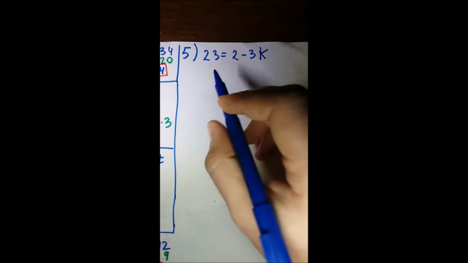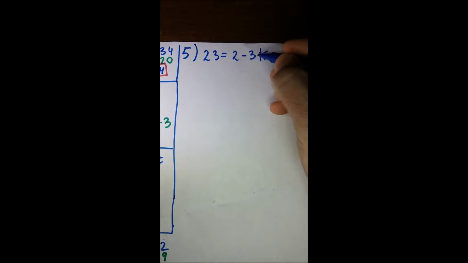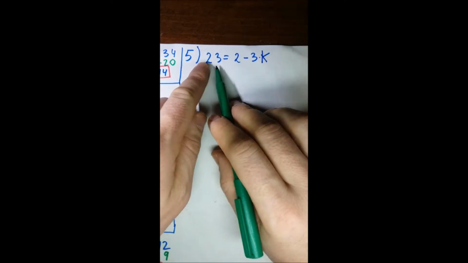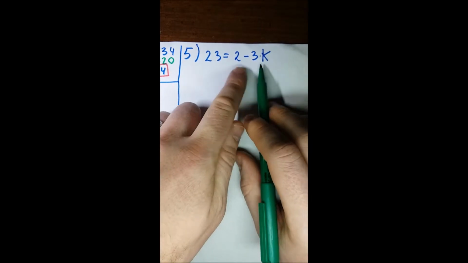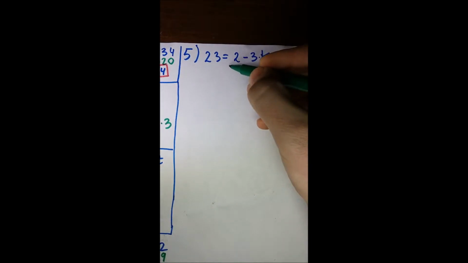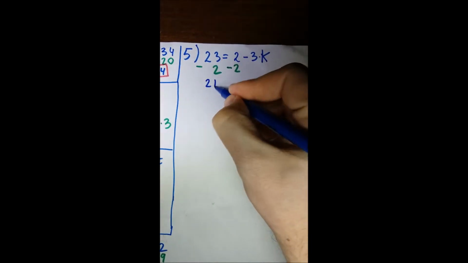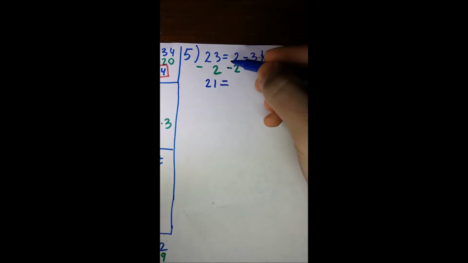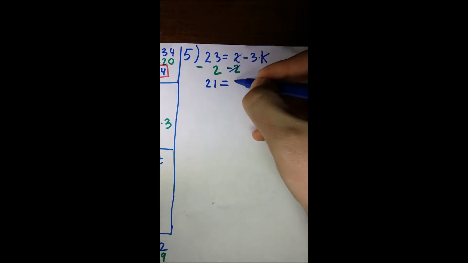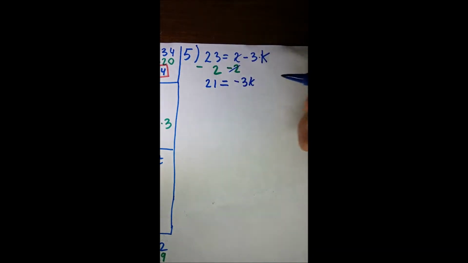Number 5. 23 equals 2 minus 3k. There's a multiplication there, 3 times k. Step number 1. Again, isolate the constant. We see that there's a constant here and a variable on this side. There's only one side with a variable, which is the right side. So we're going to keep k on the right. First step is subtract 2 from both sides, which will make it 21 equals, these 2's are gone, and notice there is a negative in front of 3k, so we must keep a minus 3k.